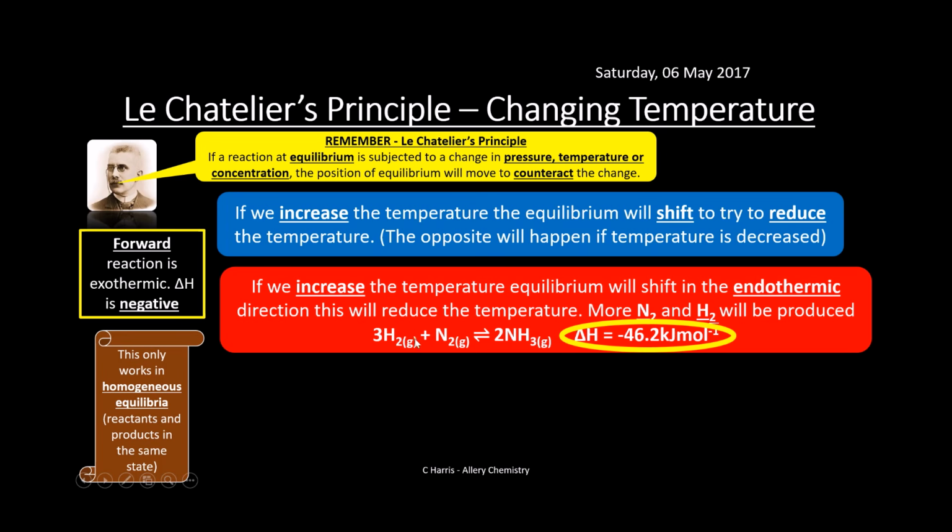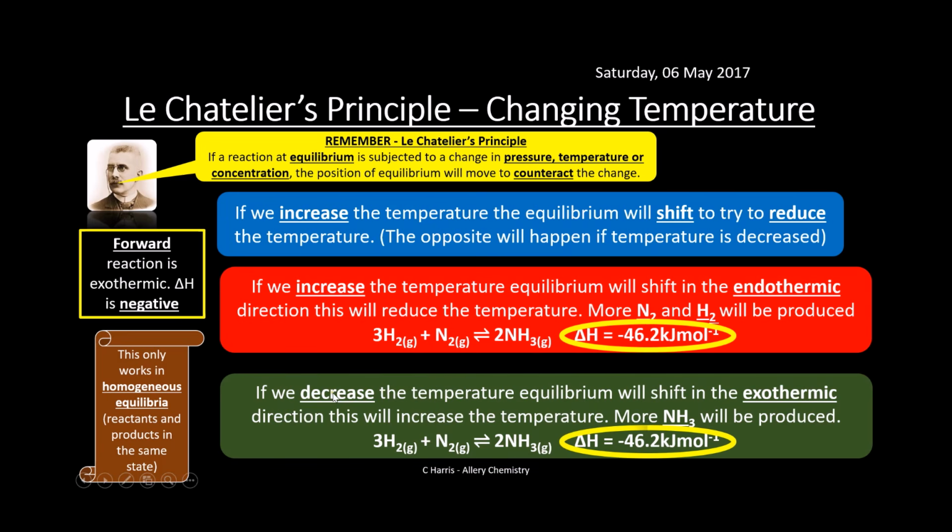Let's have a look at this reaction. The forward reaction here, this one is negative. That means it's exothermic going forwards. So if I increase the temperature, it's going to shift in the endothermic direction because that's a reduction in temperature. That's going backwards. The forward reaction is exothermic, so the reverse one's got to be endothermic. So increasing the temperature will shift it in the endothermic direction to reduce the temperature. That means it moves left and we get more hydrogen and nitrogen. So this number is pretty crucial.